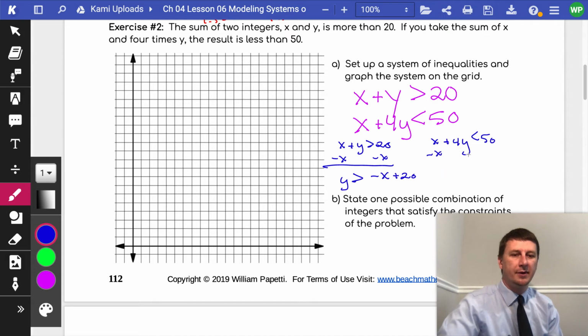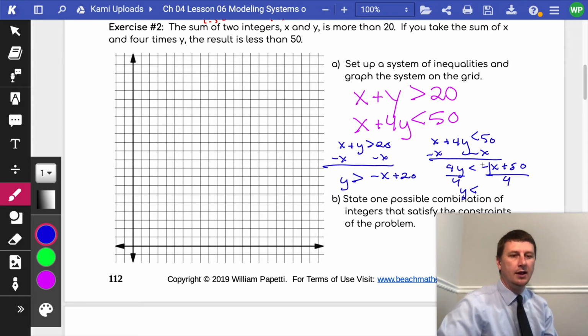This one I'll start off by subtracting x as well. I'll have 4y is less than negative x plus 50. And then I'll have to divide everything by 4. And I'll be left with y is less than, well, remember the coefficient is not negative, but negative 1. Negative 1 divided by 4 is going to be negative 1/4 x plus 50 divided by 4, which is going to be 12.5.